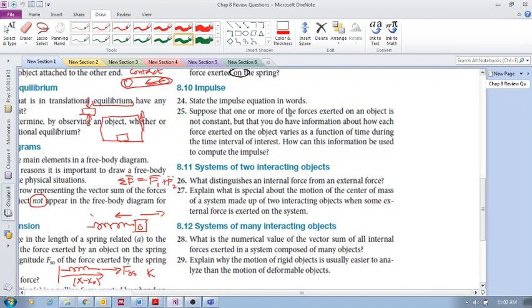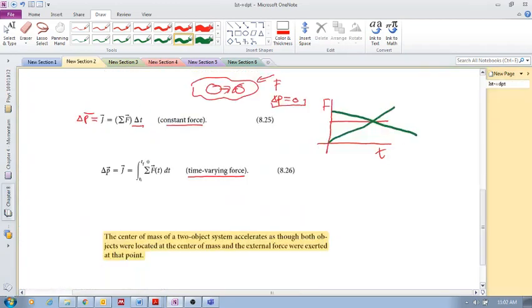25. Suppose that one or more of the forces exerted on an object is not constant, but that you have information about how each force exerted on the object varies as a function of time during the time interval. How can this information be used to compute the impulse? Well, we would just use this integral, in a very simple way. I'm not going to do any examples here, but whenever your force is not constant, we integrate.